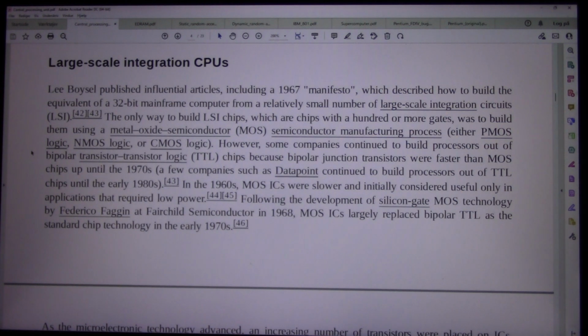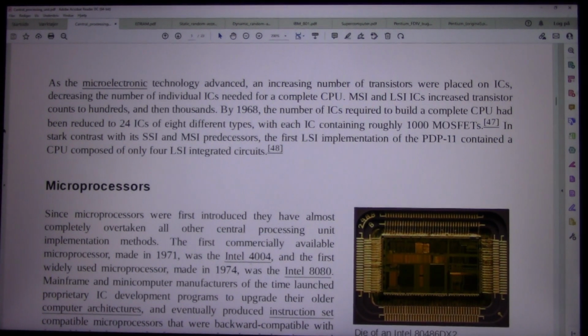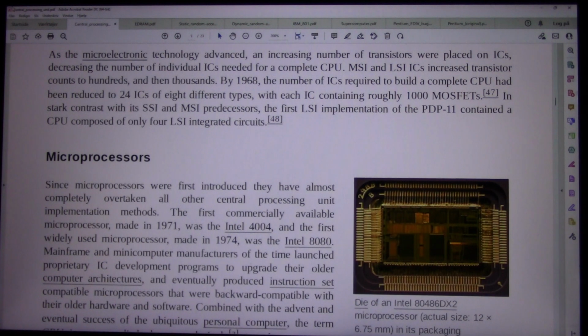Following the development of silicon gate MOS technology by Federico Faggin at Fairchild Semiconductor in 1968, MOS ICs largely replaced bipolar TTL as their standard chip technology in the early 1970s. As microelectronic technology advanced, an increasing number of transistors were placed on ICs, decreasing the number of individual ICs needed for a complete CPU.